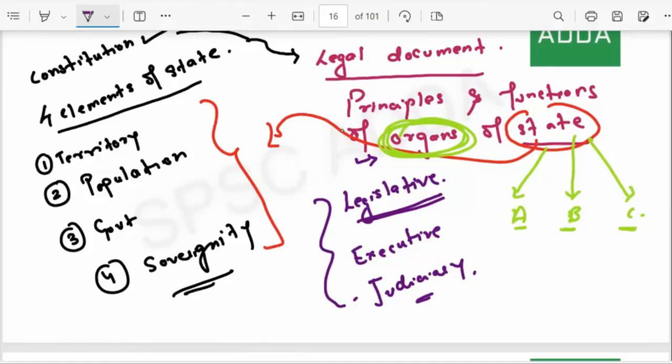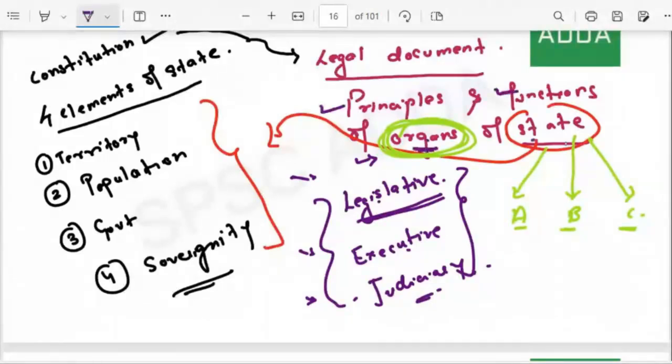Now you are clear. So the constitution directly tells the principles on which the legislative should work, the principles on which the executive should work, and the principles on which the judiciary should work. And also it tells us about the function of legislative, executive, and judiciary. Clear? Yes, sir. This is what it is telling: principles and functions of organs of state.